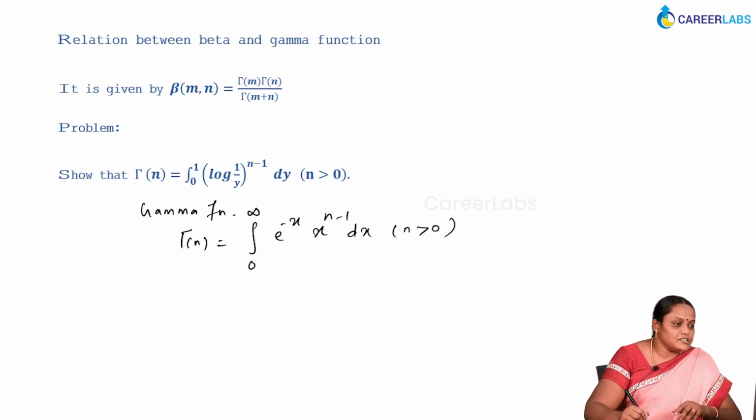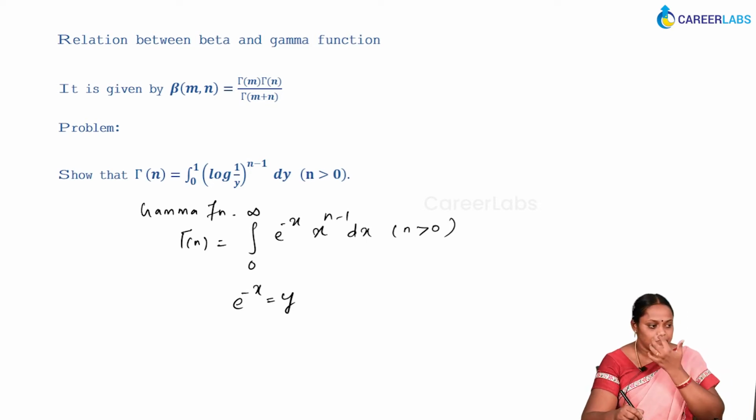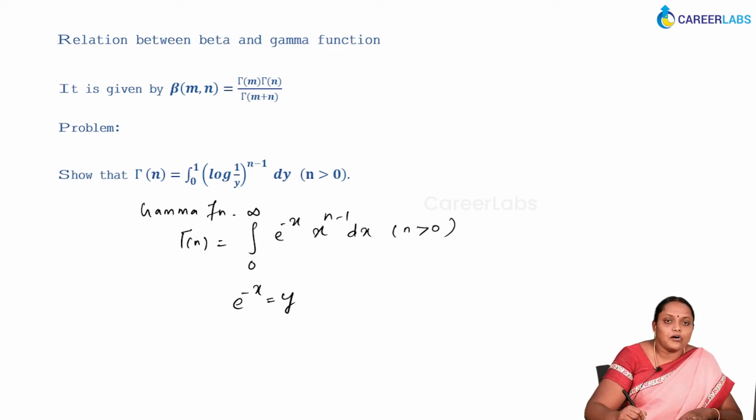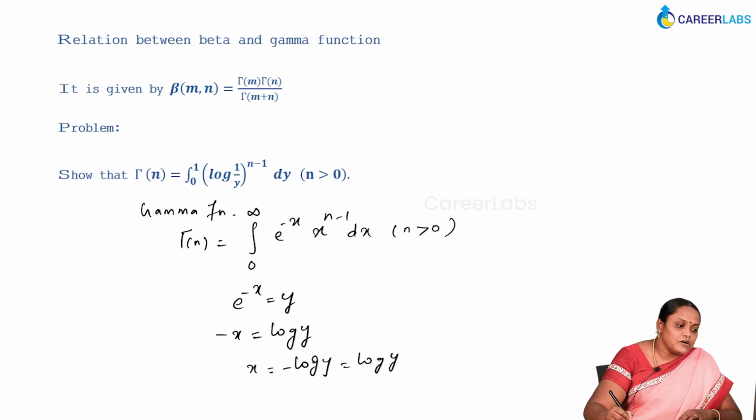Now let us take e power minus x as y. So what will happen if you take e power minus x as y? When you take log on both sides, this will be minus x is equal to log y, and x can be written as minus log y. So by the property of log, this will become log y to the power minus 1, or you can write x is equal to log of 1 divided by y.